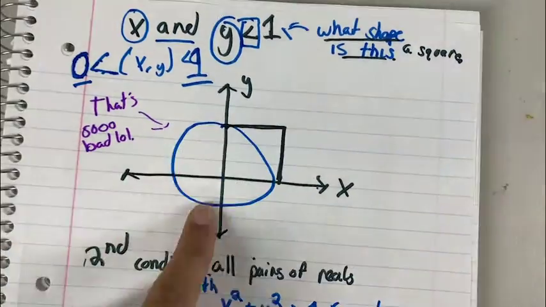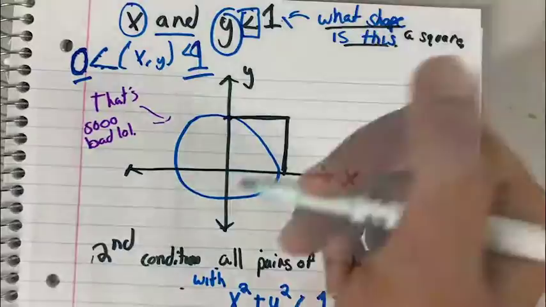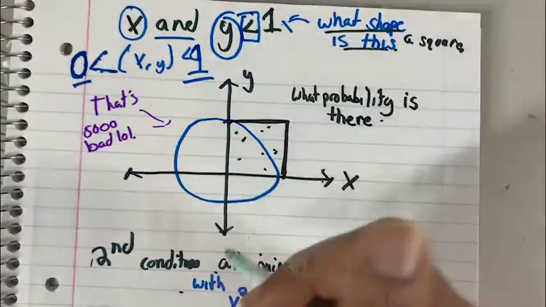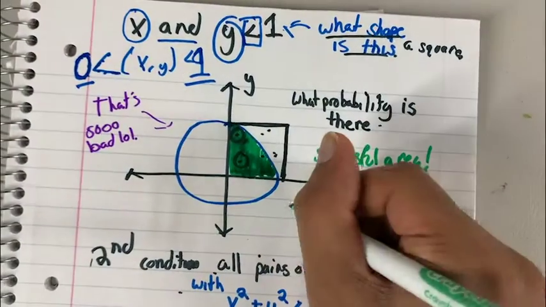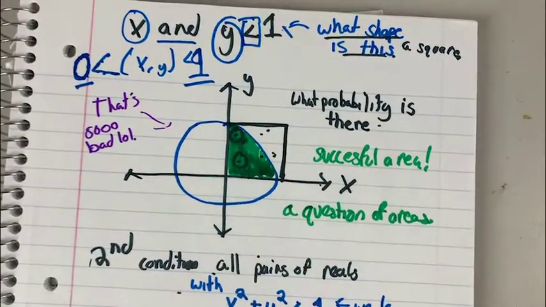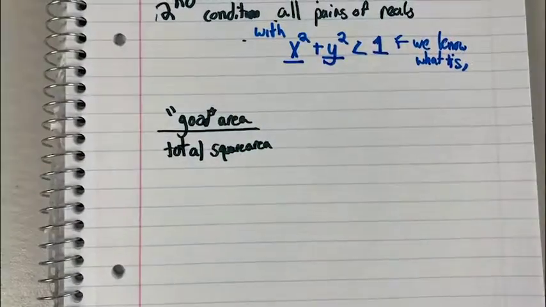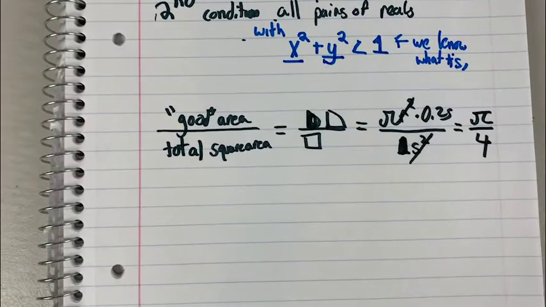So we're looking at the square, and our question is essentially asking, what probability is there of a point inside the square also being inside this quarter circle? Well, that's really just a question of areas. What is the ratio of the quarter circle's area to the total square's area? Which is relatively easy to compute. It's just pi over 4.